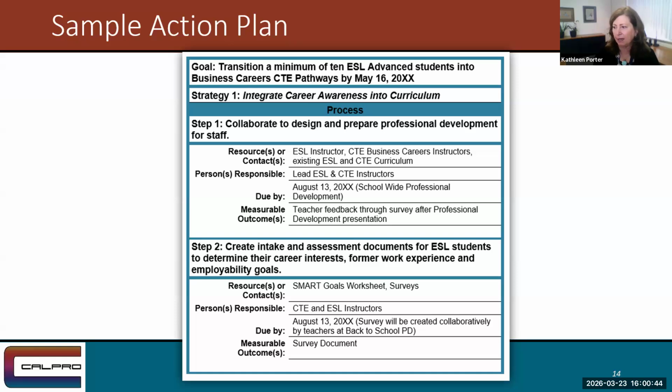Then their second step, they're going to create intake and assessment documents for ESL students to determine their career interests, former work experience, and employability goals. So they're going to use SMART goals worksheets and surveys, they're going to have their instructors do this, and they're also going to have this survey ready for August 13th.